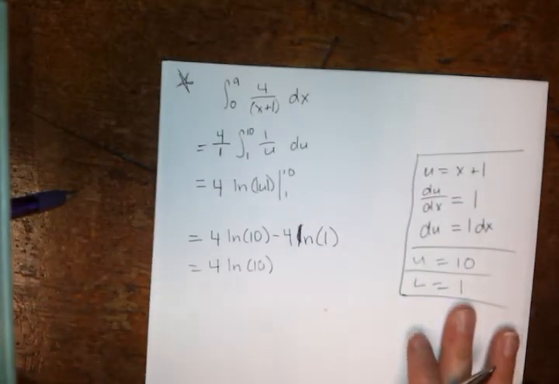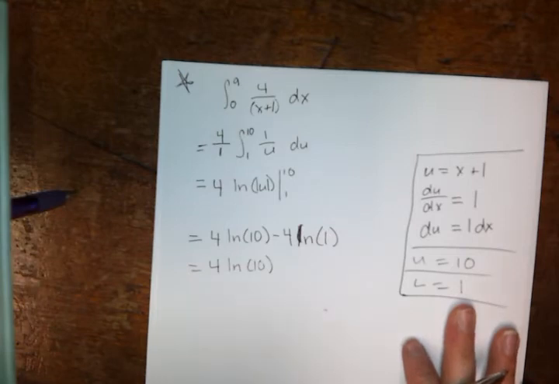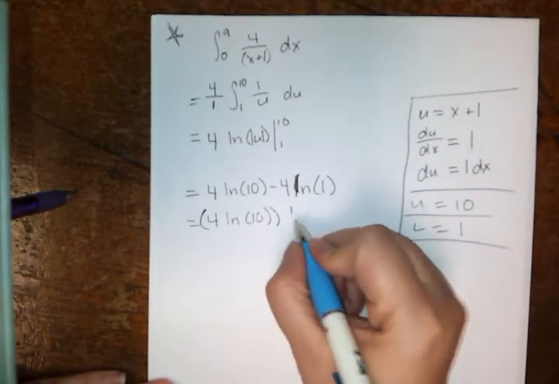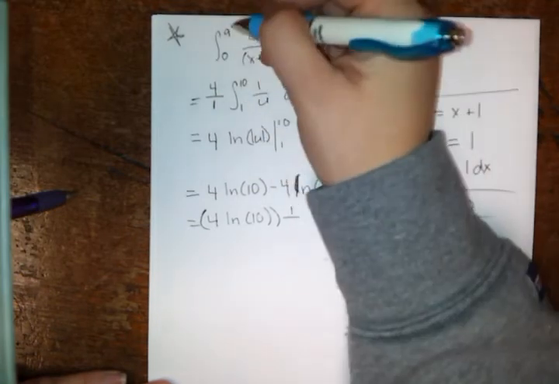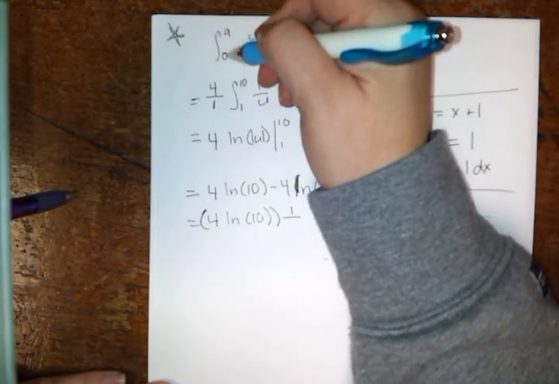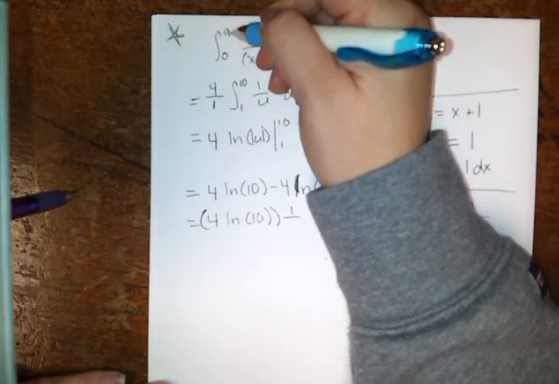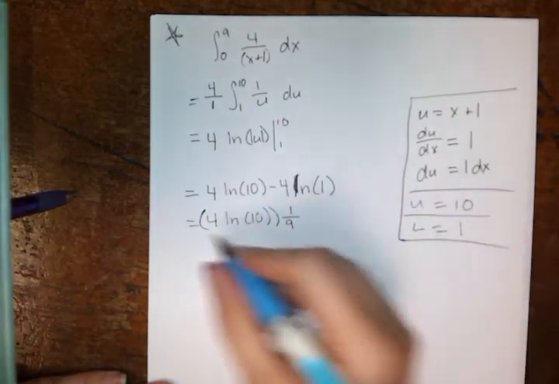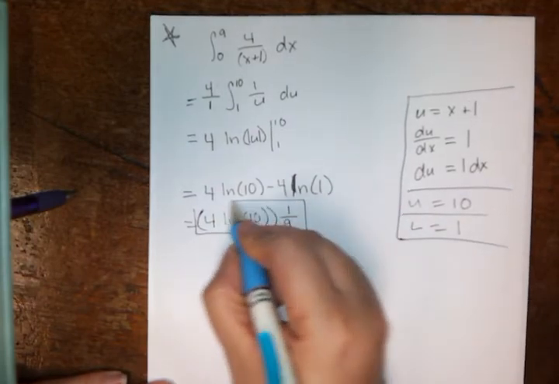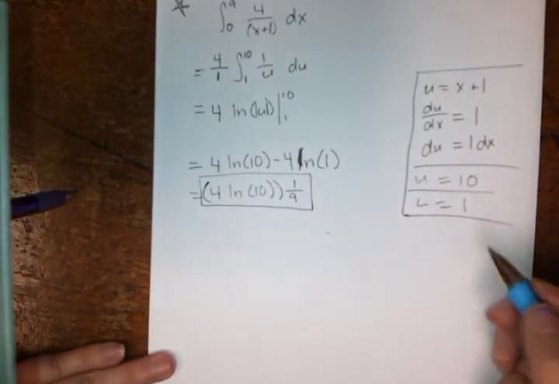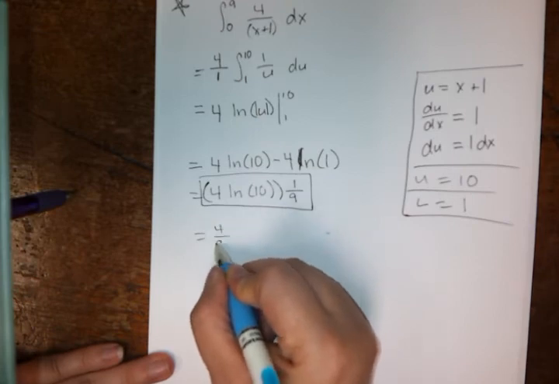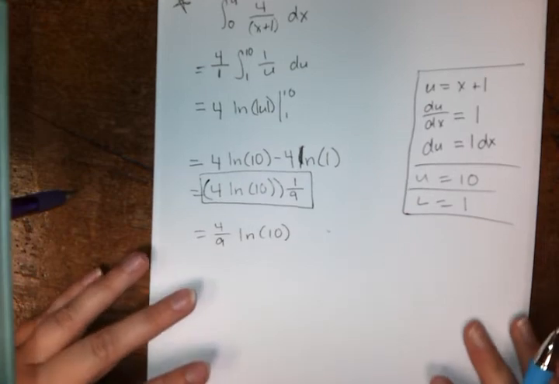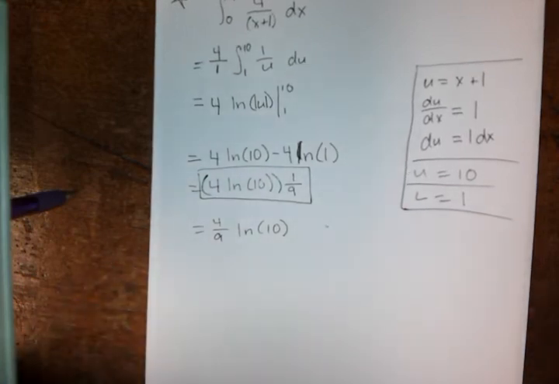I'm not done yet. They want the average value, so what I have to do now is multiply times a fraction. And the fraction is 1 over the difference between these two bounds, right? So that's going to be 1 over 9 minus 0, which is 9. And this is a perfectly acceptable answer for WebAssign. You could simplify, you could do 4/9 natural log of 10, but I just assume you stopped right as soon as you got that answer.